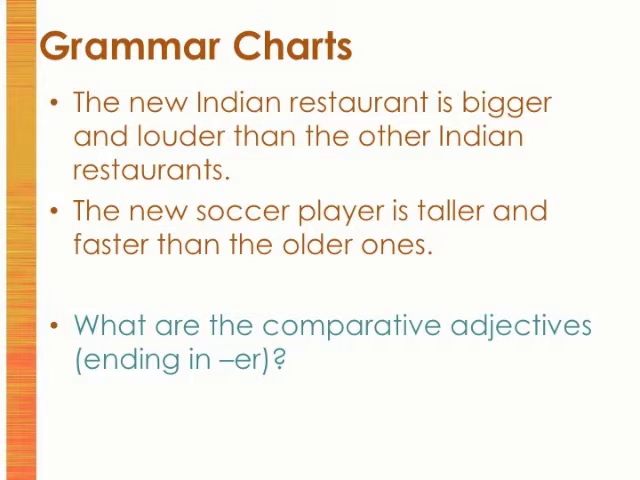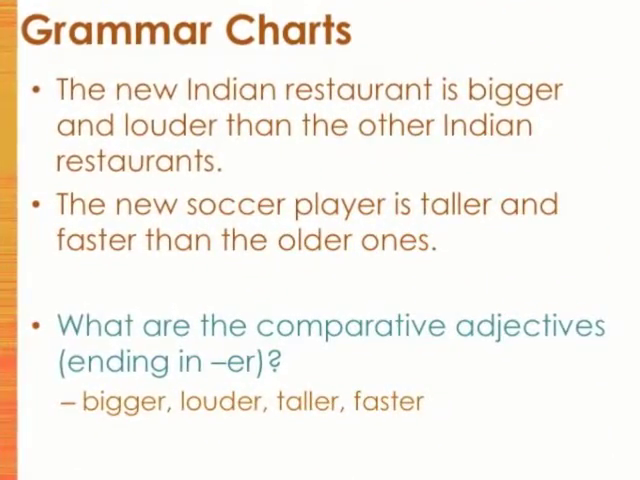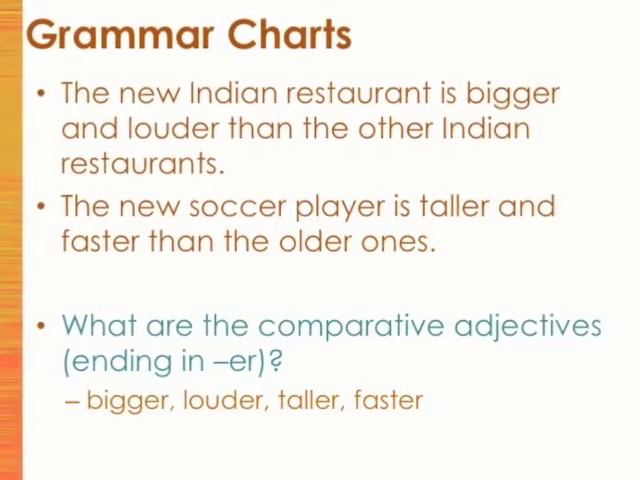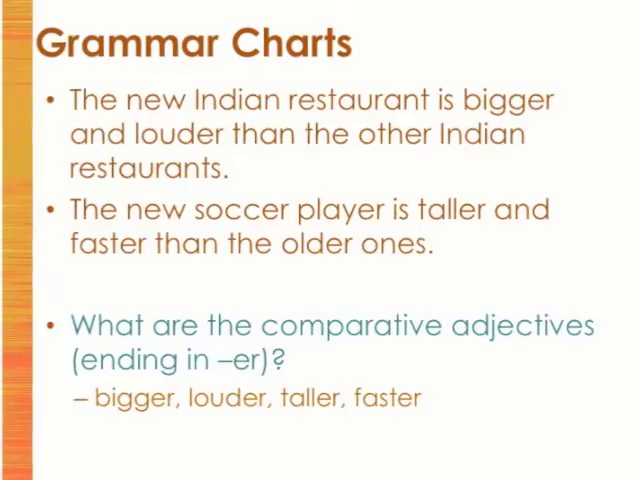Okay, so let's look at some more examples. The new Indian restaurant is bigger and louder than the other Indian restaurants. The new soccer player is taller and faster than the older ones. What are the comparative adjectives? These are the adjectives that are ending in er. Go ahead and write them down for me. Here we have 4 comparative adjectives. We have bigger, louder, taller, and faster.